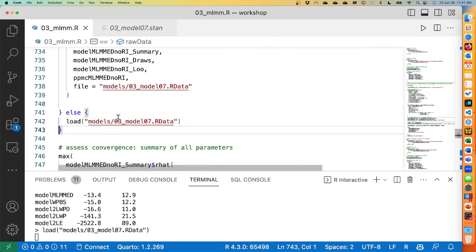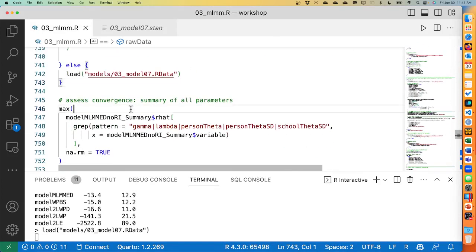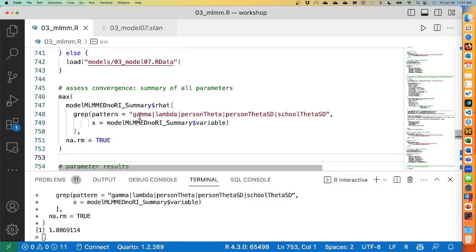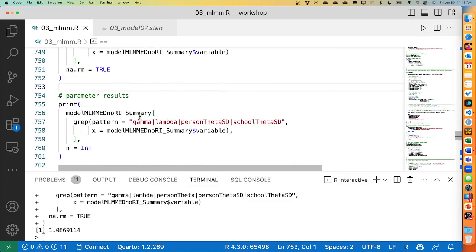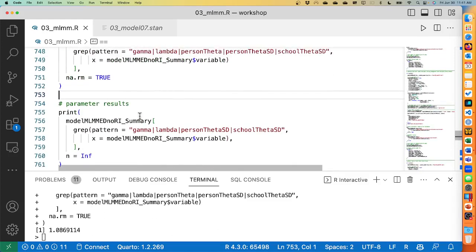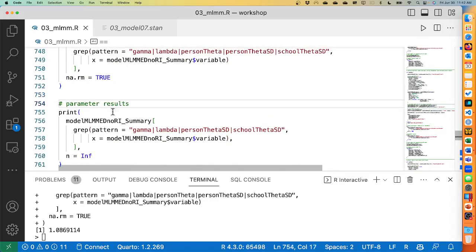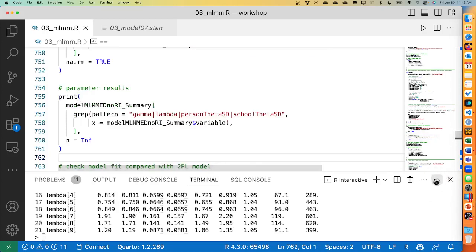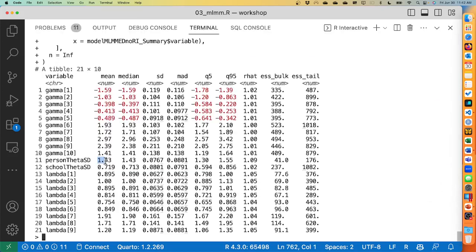So we'll load this. I would expect the model to converge. Ooh. It's under 1.1. Yeah, it depends on who you like to talk to. And here are some results. Again, these values are relatively unchanged. I guess this one's a little bit smaller than last time. Person theta is throwing up that R hat, that one right there.